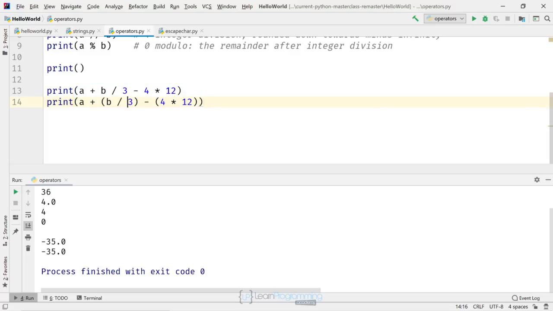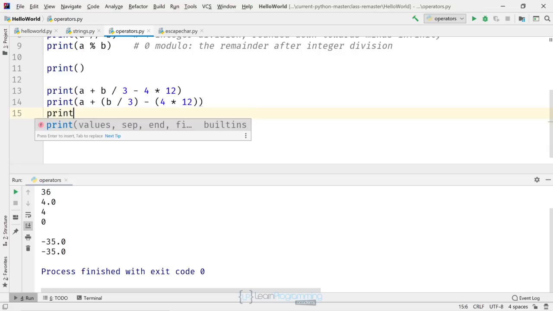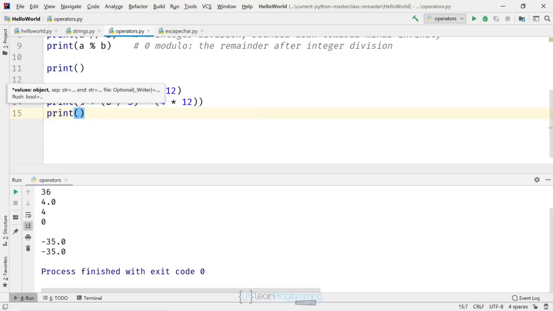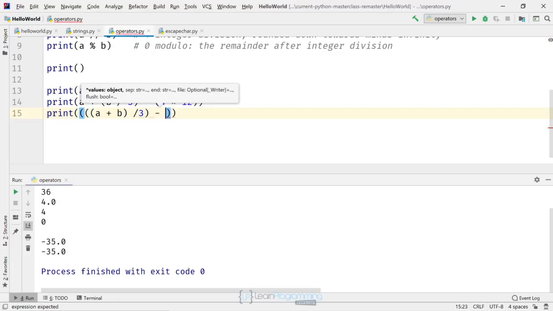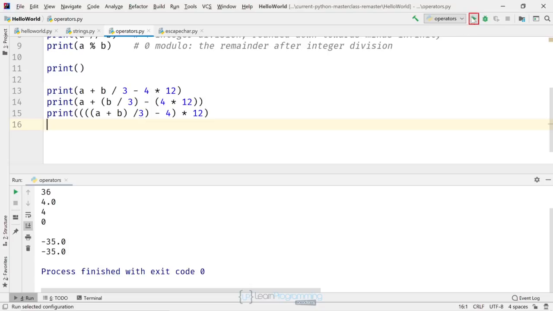Now, if we had intended the earlier expression to produce the result 12, we'd write it a different way. We could do print parentheses. We're going to add another 3 parentheses here, so we've got 4 in total on the left-hand side. Then A plus B, closing parentheses, divided by 3, closing parentheses, minus 4, closing parentheses, multiplied by 12. And then we've got our last closing parentheses at the end of the line. And now if we run that, we correctly get the result of 12.0.